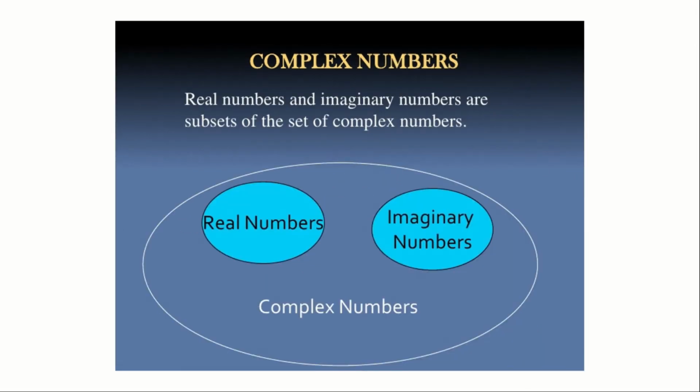The real numbers and imaginary numbers are the subsets of the set of complex numbers. So real and imaginary both come under complex numbers, because the combination of both a real and an imaginary number is said to be a complex number.